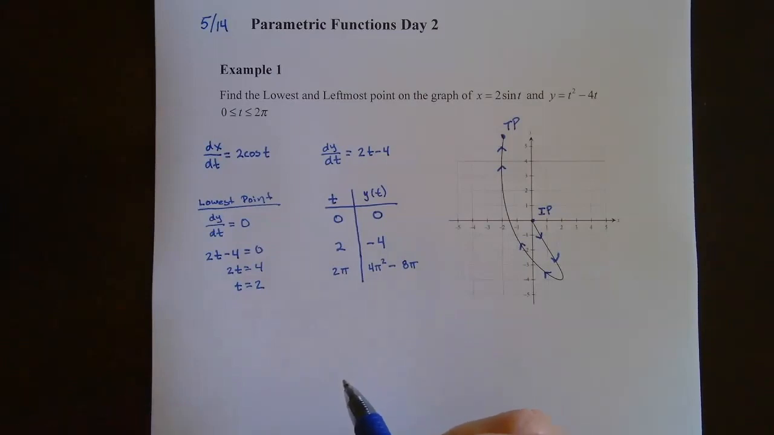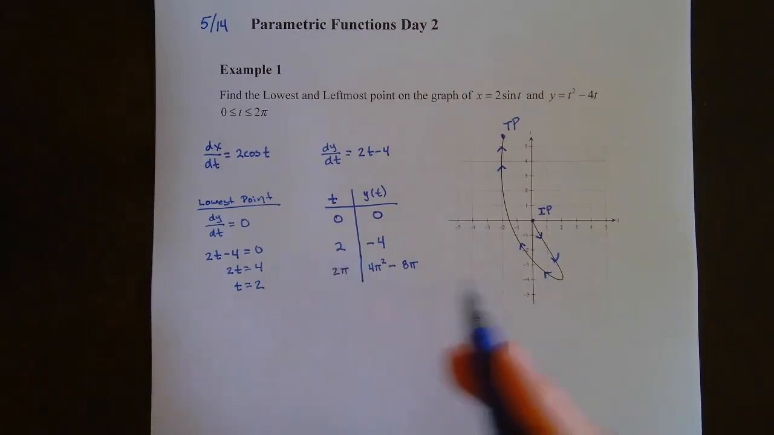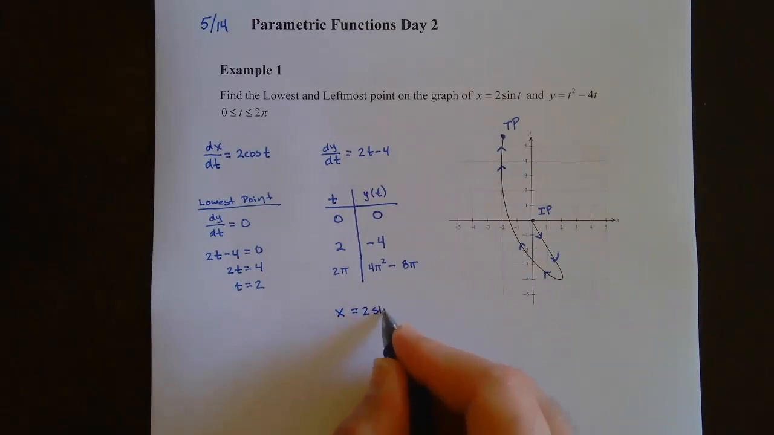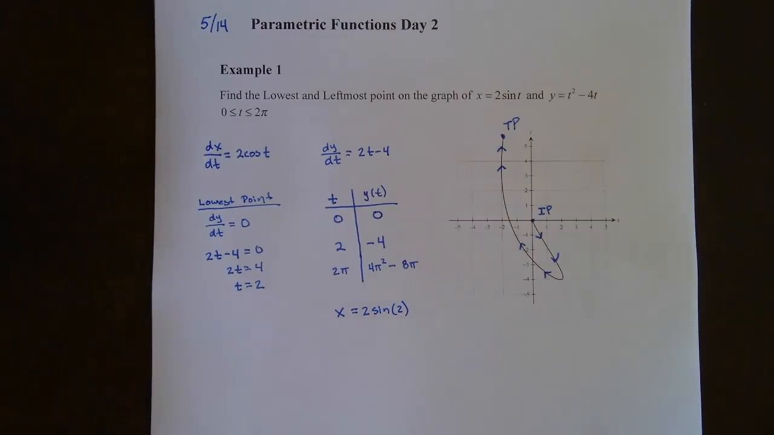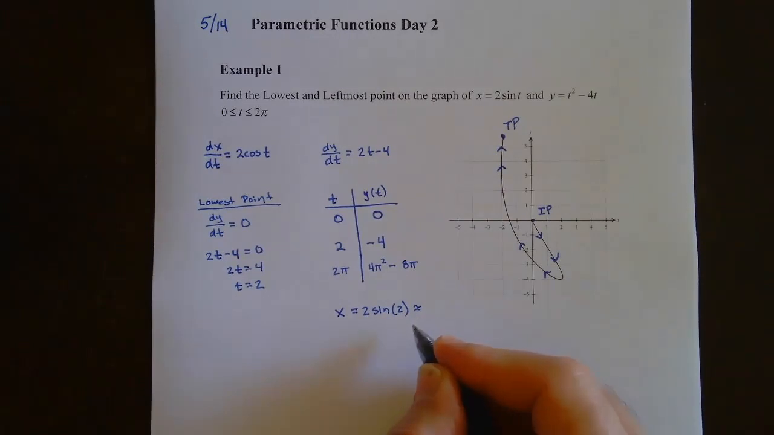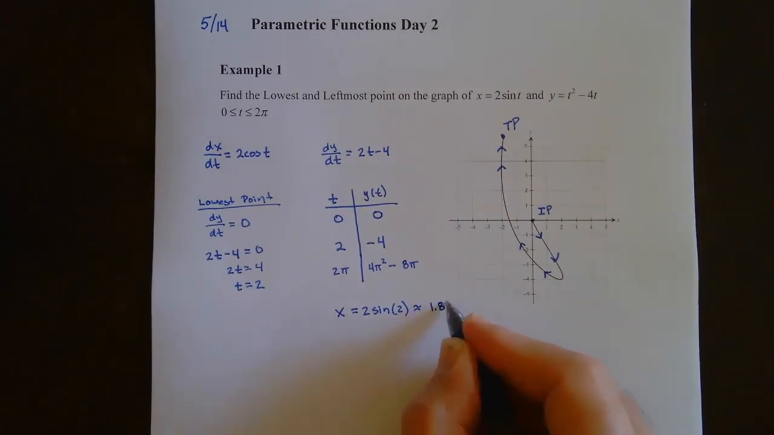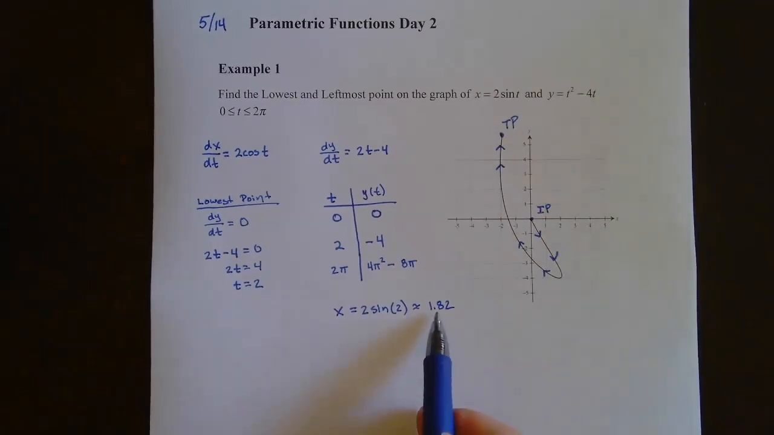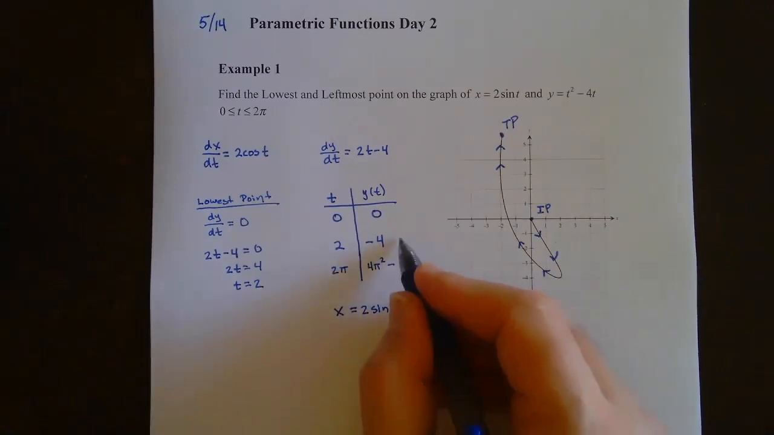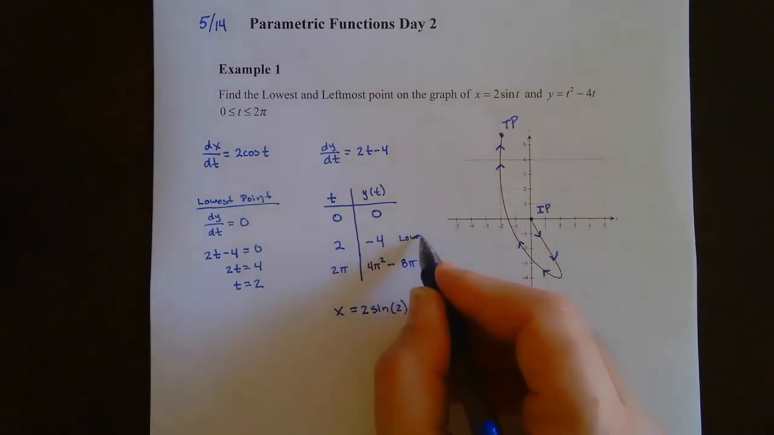Okay. Now, what is the x coordinate for this, right? Okay. So it's when t is 2, right? So to find the x coordinate, what I'd have to do is put 2 in. So x is equal to 2 sine of 2. We could put that in our calculator, and that comes out to be about 1.82. Okay, so this is the x coordinate, this is the y coordinate at t equals 2.